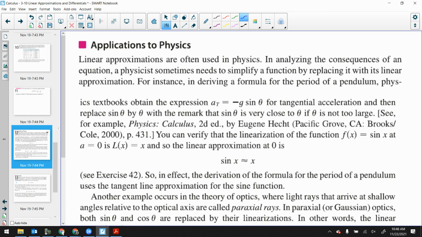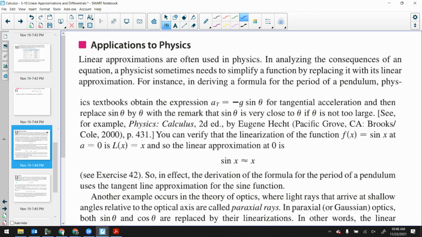For instance, in deriving a formula for the period of a pendulum, physics textbooks obtain the expression a sub t is equal to negative g sine theta for tangential acceleration, and then replace sine theta by theta with the remark that sine theta is often very close to theta if it's not too big. So all you're getting from that is that they can replace a function with something a little bit more simple that might help you a little bit more along the way.